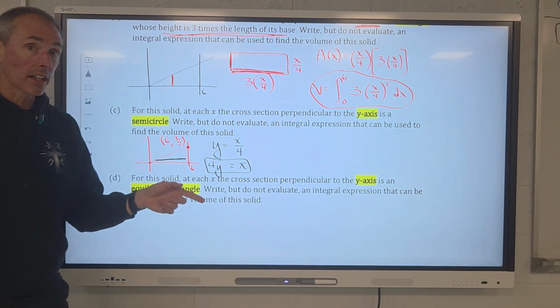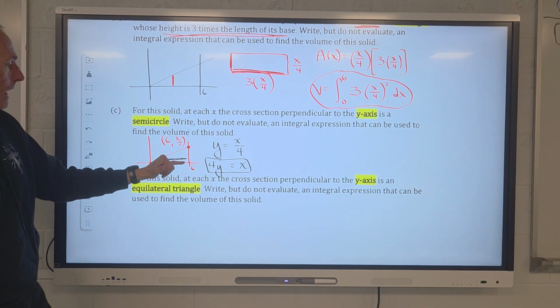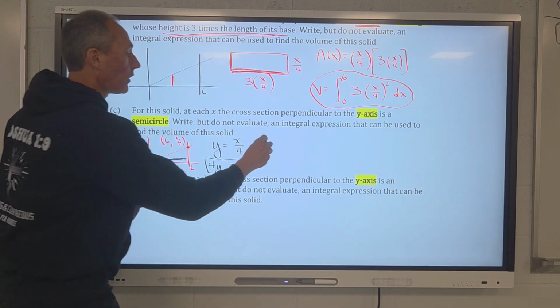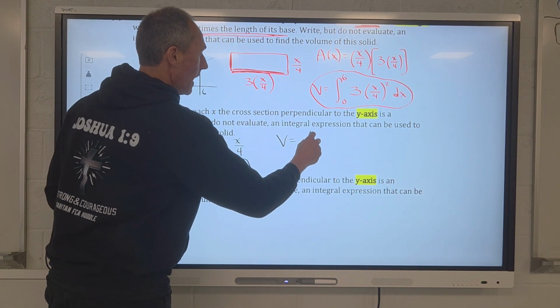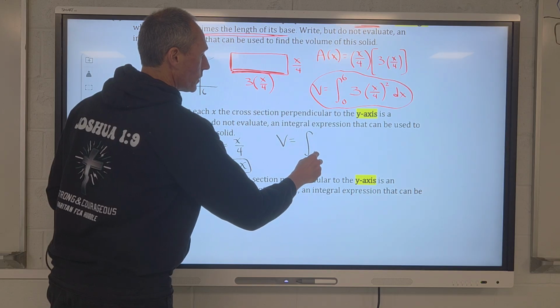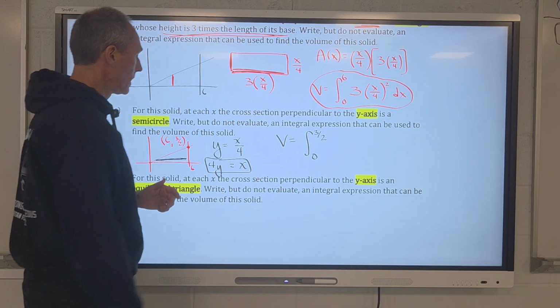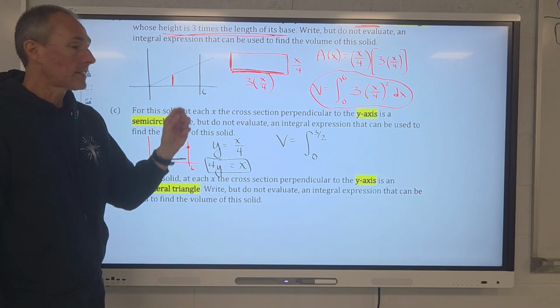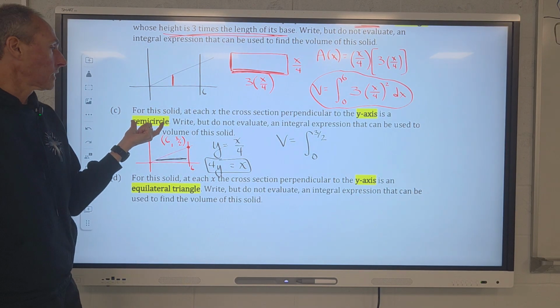In addition to that, my limits of integration will change. I'll have to go from low to high now. So I already know before I do much that this is now going to have to be from 0 to 3 halves. I can't go from 0 to 6 anymore. Okay, now let's take into account the shape. So let's handle a semicircle.